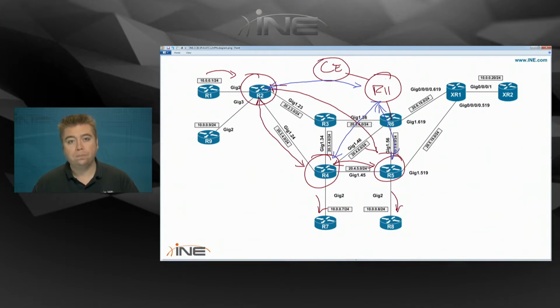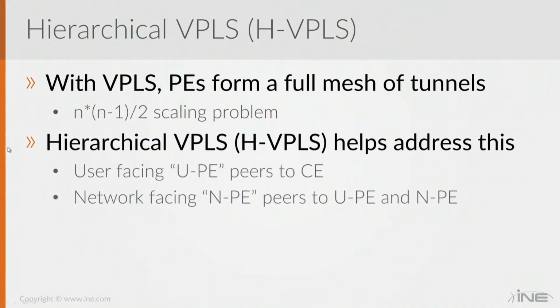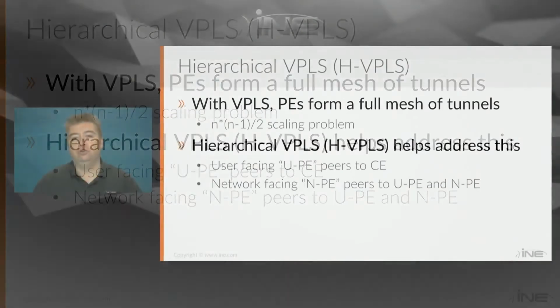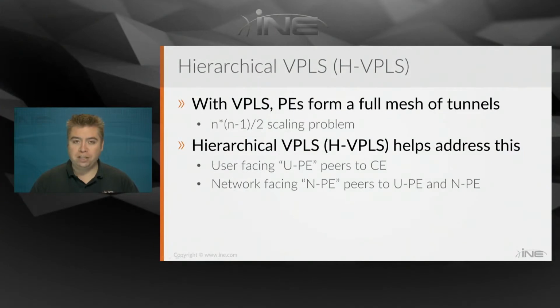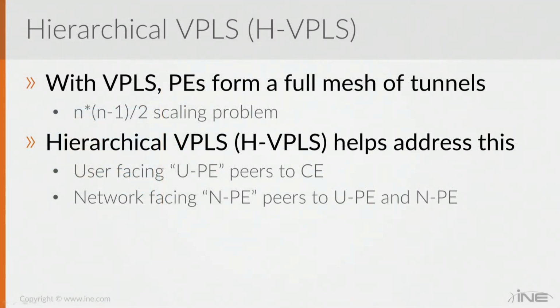So what HVPLS is going to do is change the network into a hub and spoke type topology, where we split the network into 2 different roles. Previously we just had our provider edge routers. Now we have 2 levels of hierarchy: the user-facing PEs, which are called the UPEs, and the network-facing PEs, which are the NPEs. We peer from the UPEs to the customers, we peer from the UPEs to the NPEs, and the NPEs peer to each other.